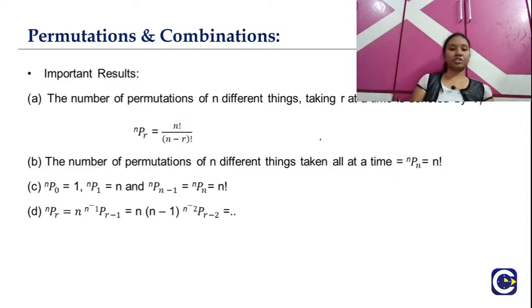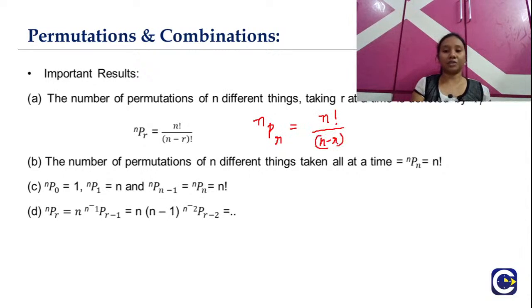The number of permutations of n different things taking r at a time. Just now we have seen, if we have a total of n different things and we are taking r at a time, that is given by nPr. If we are taking n at a time, that will be given by nPn. So here we are taking r at a time, so it will be nPr, which is equal to n factorial by n minus r factorial.